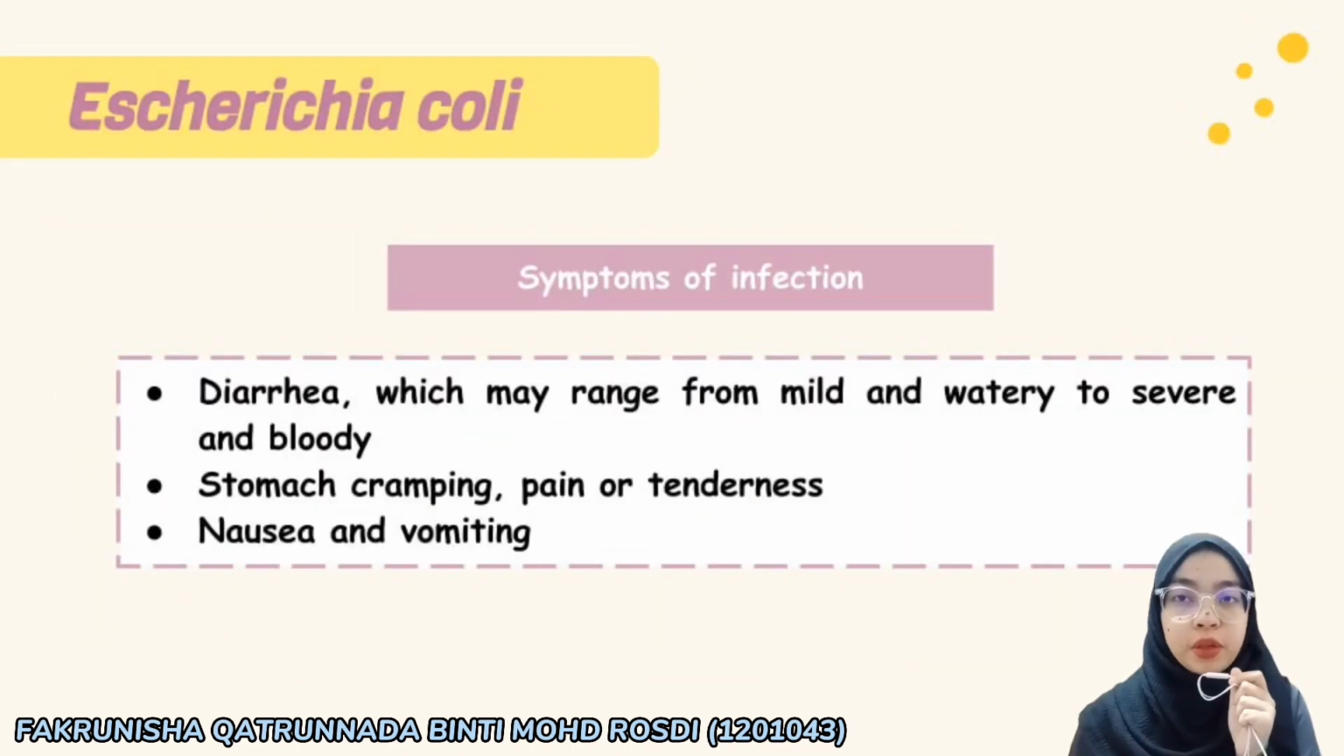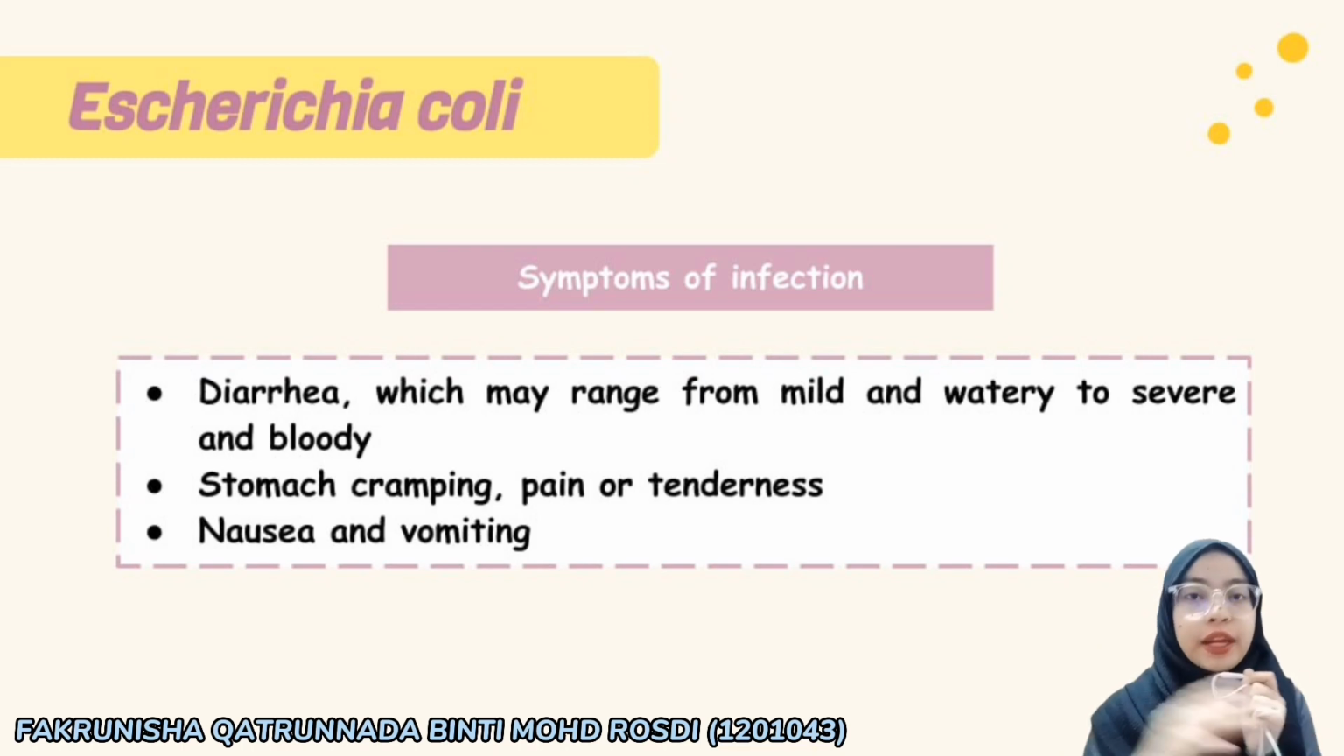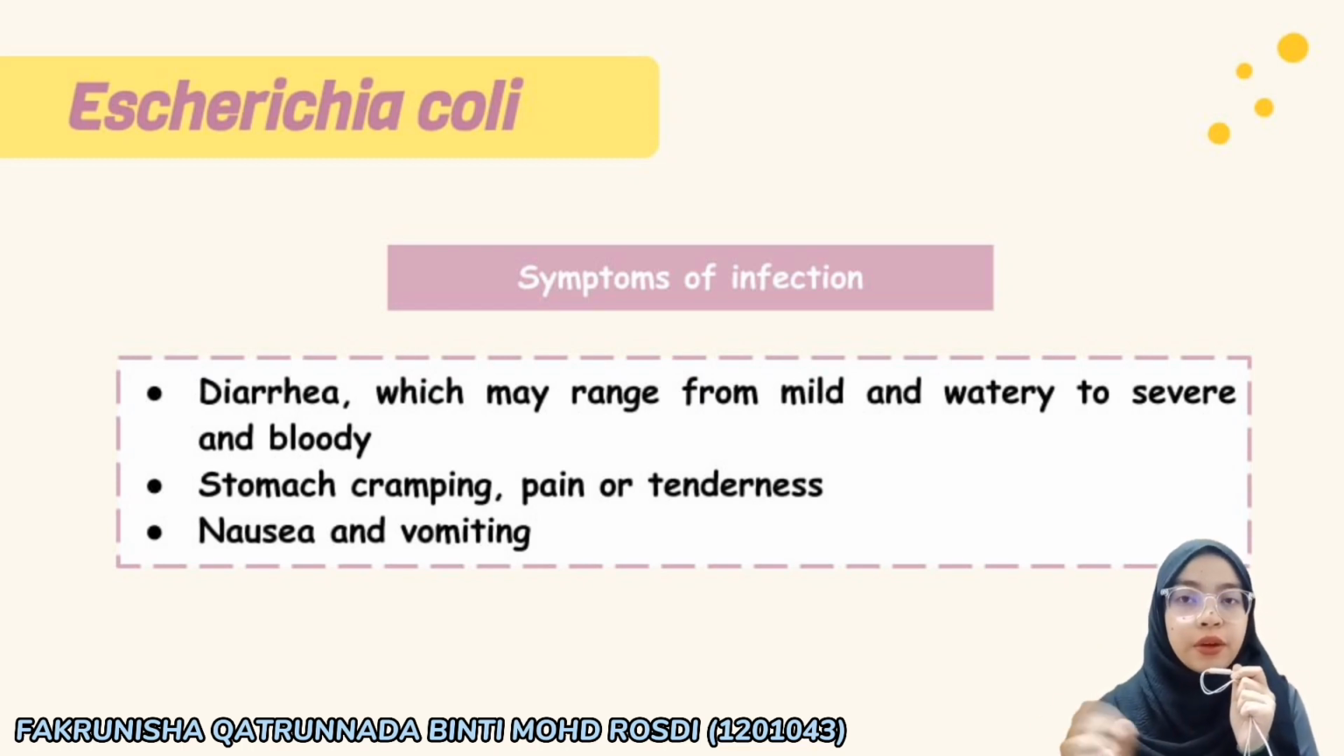Signs and symptoms of E. coli infection usually begin 3 or 4 days after exposure to the bacteria, but you may become ill as soon as 1 day after exposure to more than a week later. Signs and symptoms include diarrhea, which may range from mild and watery to severe and bloody. Second is stomach cramping, pain or tenderness, and lastly is nausea and vomiting.